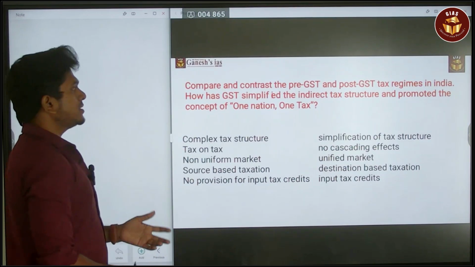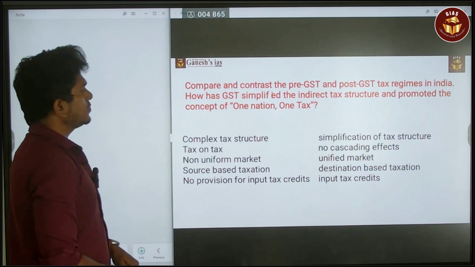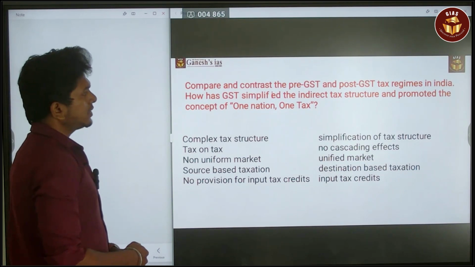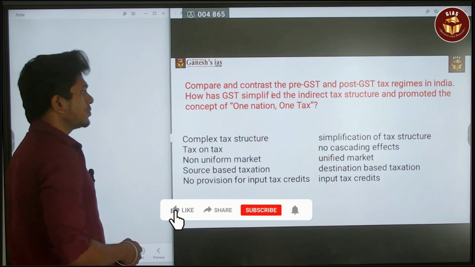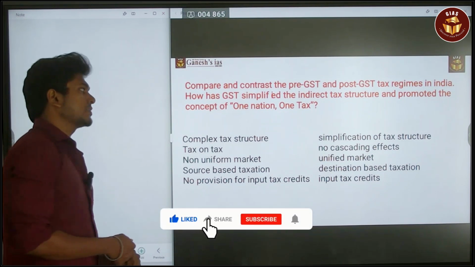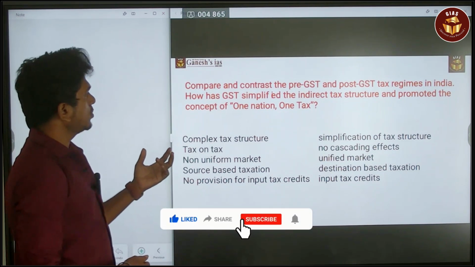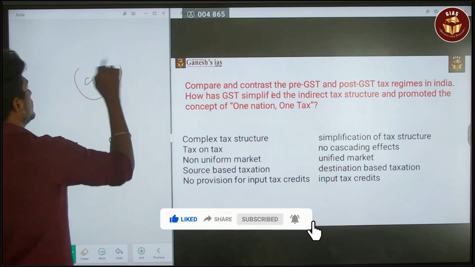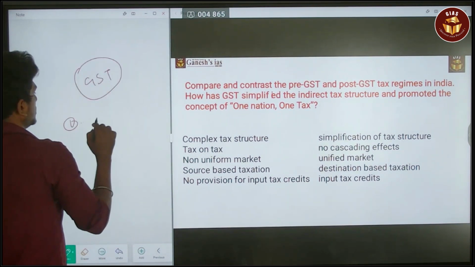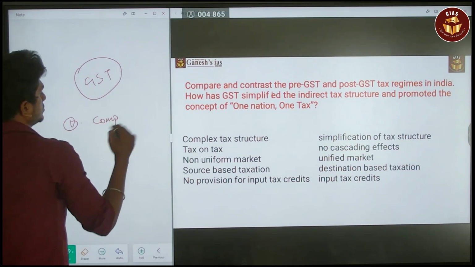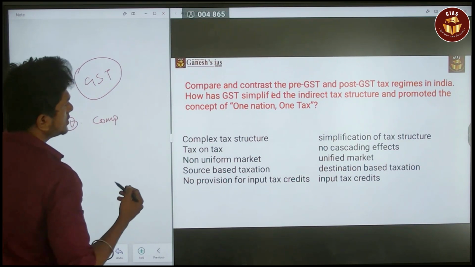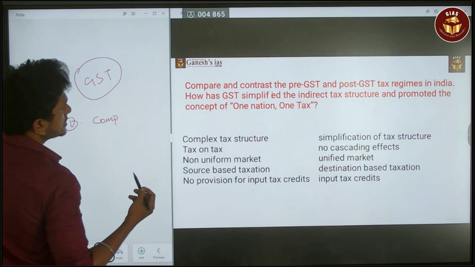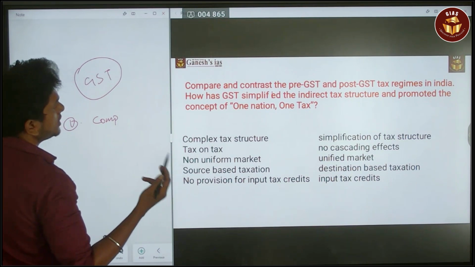Compare and contrast the pre-GST and the post-GST tax regime in India. How has the GST simplified the indirect tax structure and promoted the concept of one nation, one tax? So, the question is simply about the GST. The first part of the question is compare and contrast. And it is also asking how the GST has simplified the indirect tax structure.